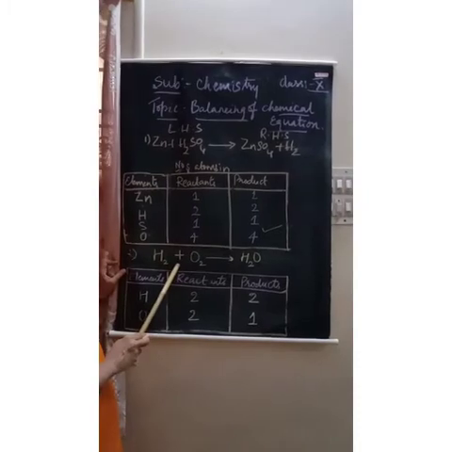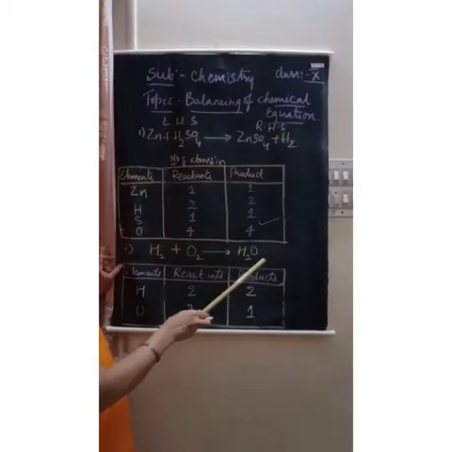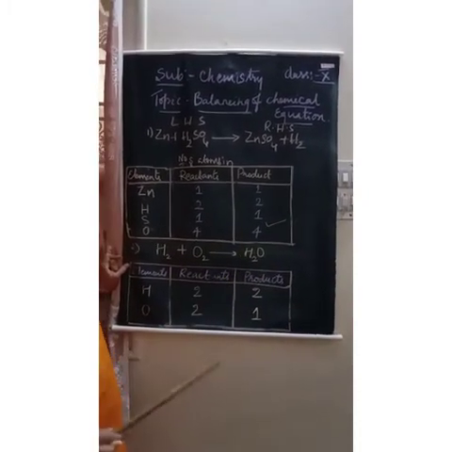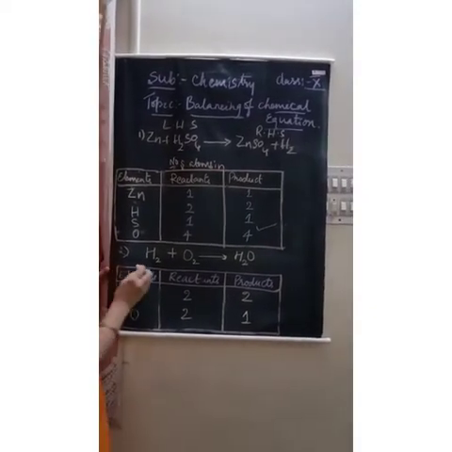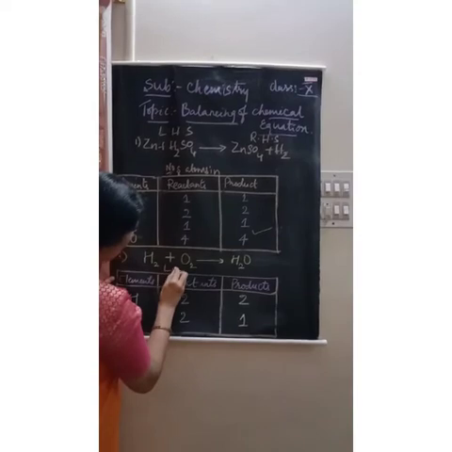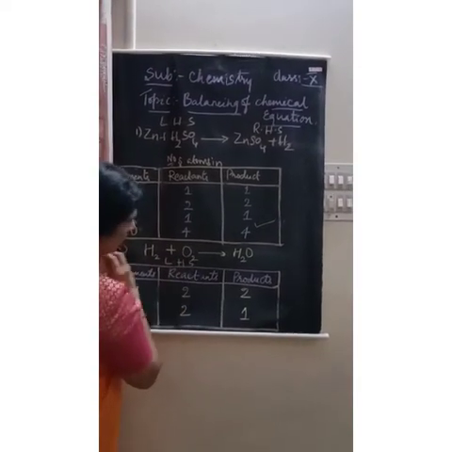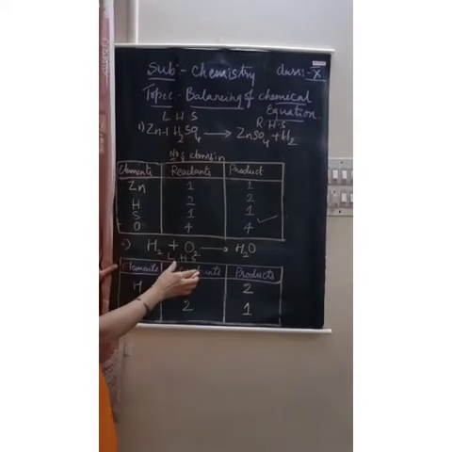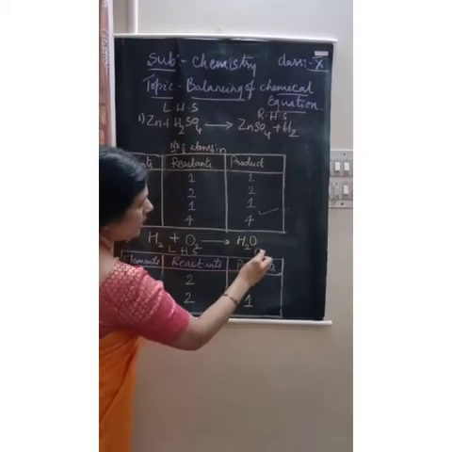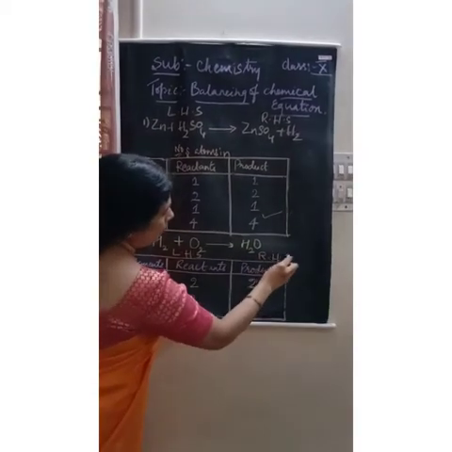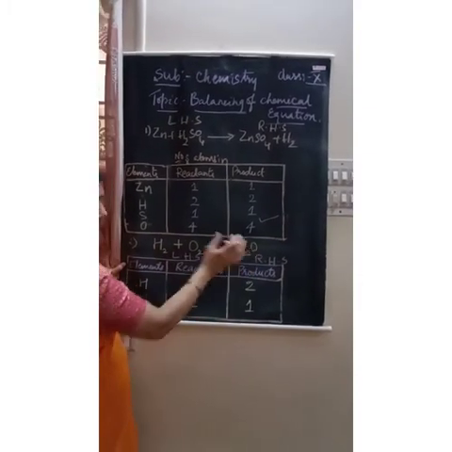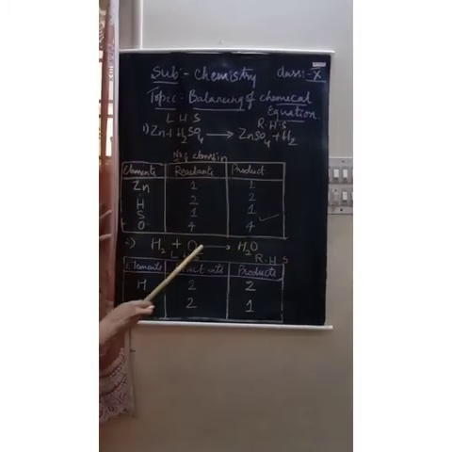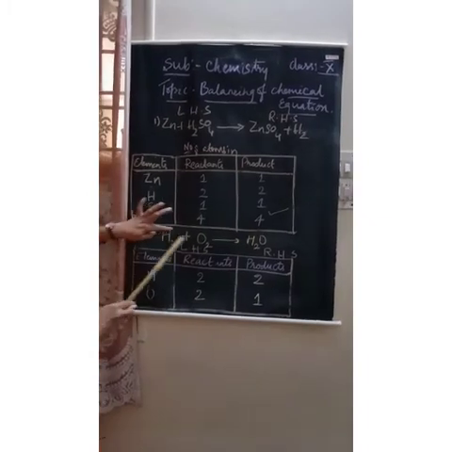Let us consider another equation. Hydrogen reacts with oxygen to form water. What steps are we going to do? We have to write the LHS. This is the LHS, the left hand side, and this is the RHS, the products. Note this down first, children. First you have to list out the reactants and products. Clear? Now, name the elements in the equation: hydrogen and oxygen.